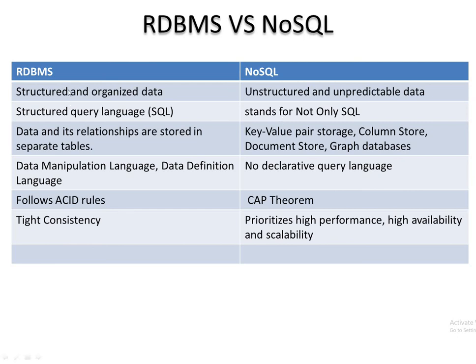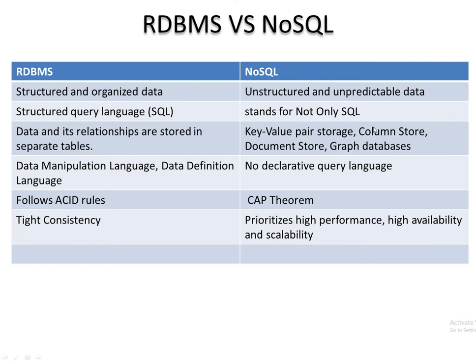The structured data stored in RDBMS is in the form of tables with rows and columns. RDBMS requires a structured query language to manipulate the data stored in any relational database system. NoSQL not only supports SQL language; it is not only SQL. Then, data and its relationships are stored in separate tables.